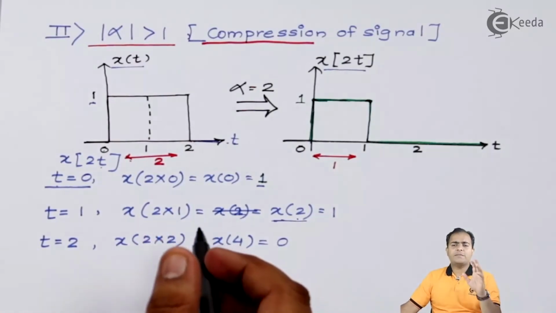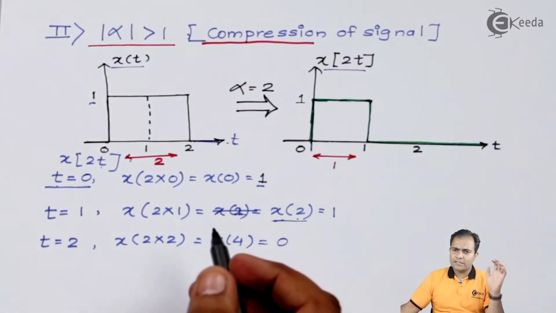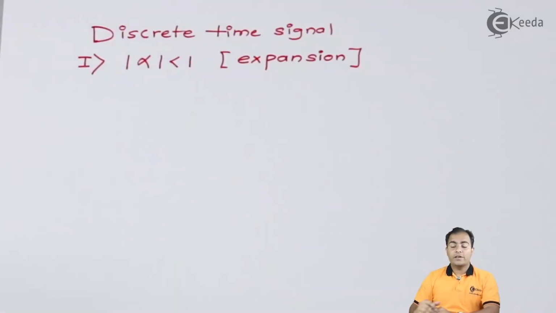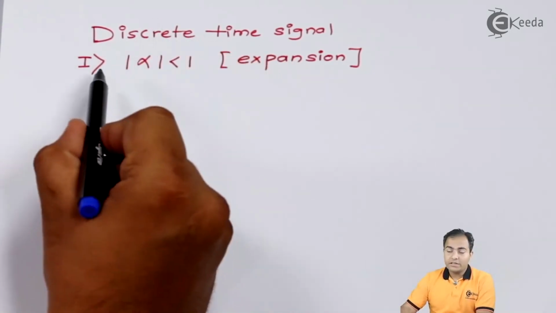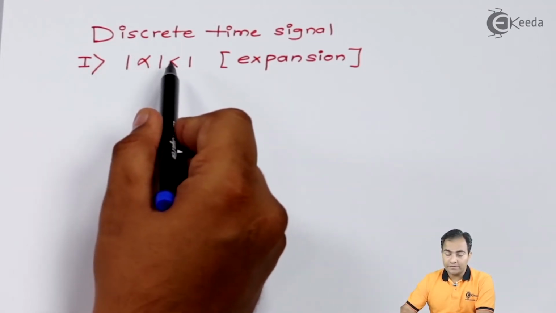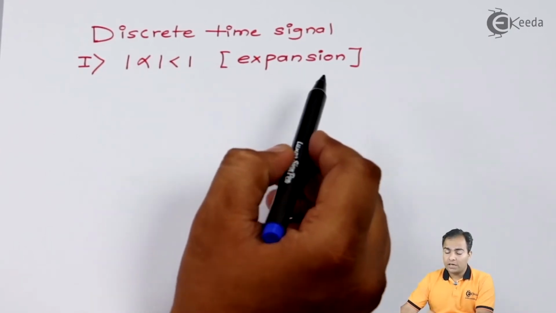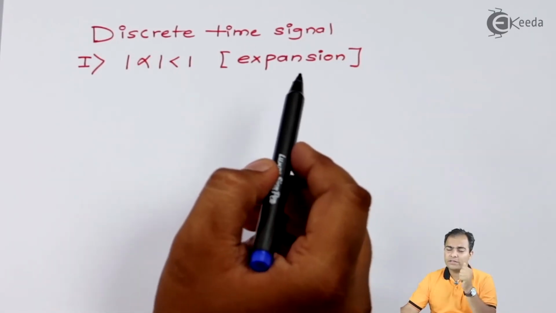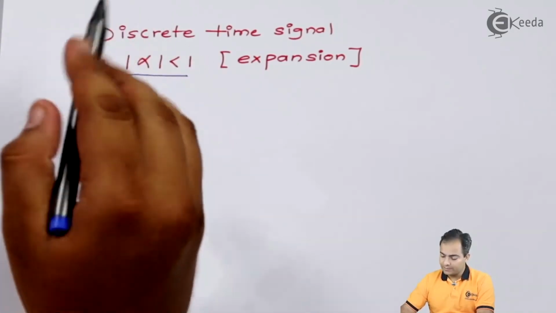Now we'll do the same thing for discrete time signals also. We'll study the compression as well as expansion in discrete time, one by one. Now we are going to study the next part, that is discrete time signals, and in that case we are going to apply an alpha value which is less than 1. If alpha is less than 1, then expansion of the signal takes place. Now we'll study how discrete time signals are expanded or compressed using alpha. So the first case is mod of alpha less than 1.